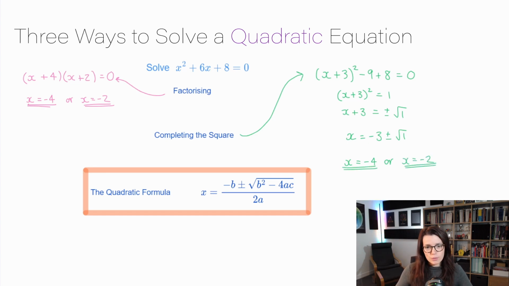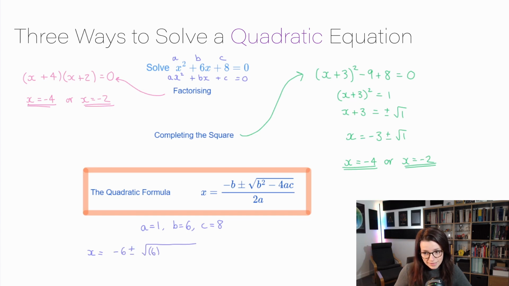Now finally, let's use the quadratic formula. Now I mentioned that a, b and c are the coefficients. So in this case, a would be 1, b would be 6, and c would be 8. Because remember, we describe a general quadratic equation by ax squared plus bx plus c equals 0. And then all we need to do is put those values into the formula. So in this case, x equals -6 plus or minus the square root of 6 squared, and I always put that b in brackets, and you'll see why later, minus 4 times 1 times 8 all over 2 times 1.